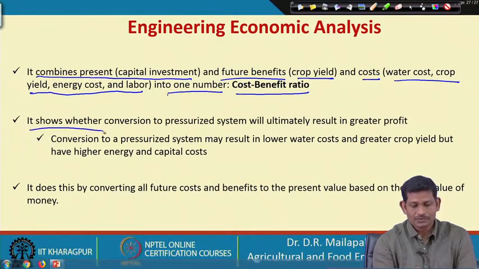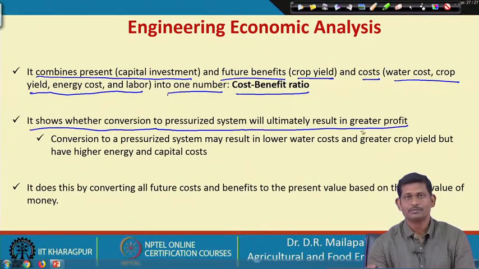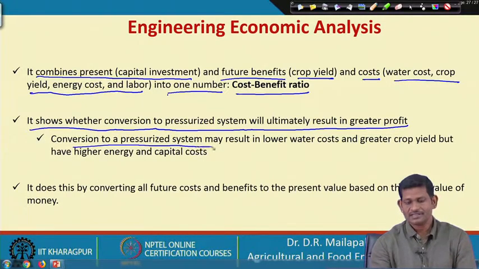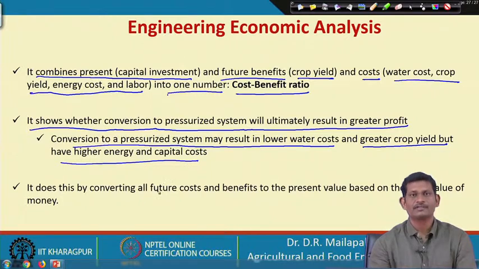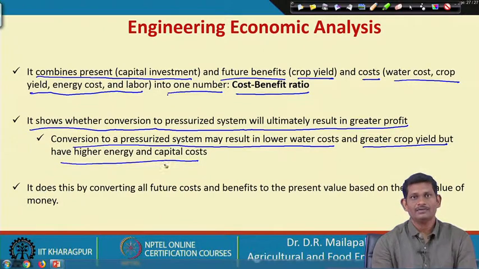So, it shows whether conversion to a pressurized system will ultimately result in greater profit or not. For example, conversion to a pressurized system may result in lower water cost and greater yield, but higher energy cost or capital cost, because it has other components such as a pump and other components that are really not required in a surface irrigation system. So, there is always a trade-off between the yield as well as the costs.